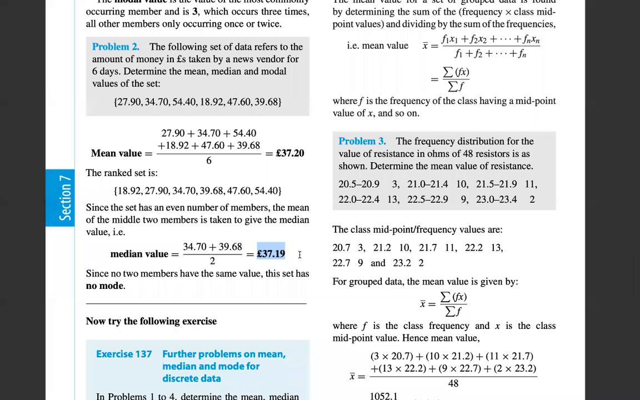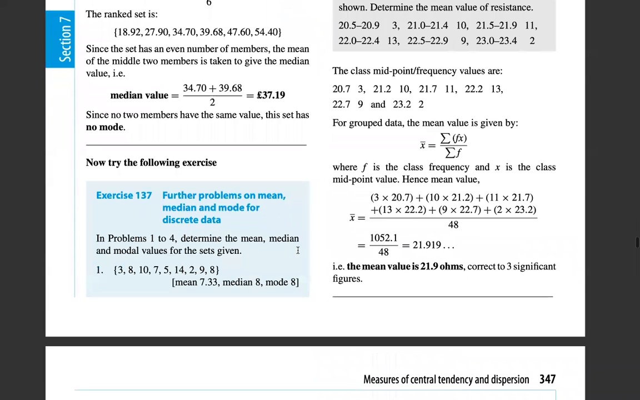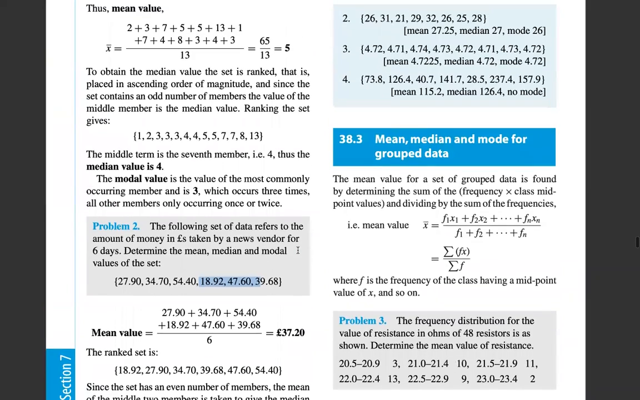Now the median value is not present in the data. That's something important to understand. 37.19 doesn't occur in the data. That's not a data point. That's a new value that is manufactured to give you an idea of something. It's not a value that occurs. Same thing with the arithmetic mean: 37.2 doesn't occur here. They have these exercises here where they talk about this for discrete data.